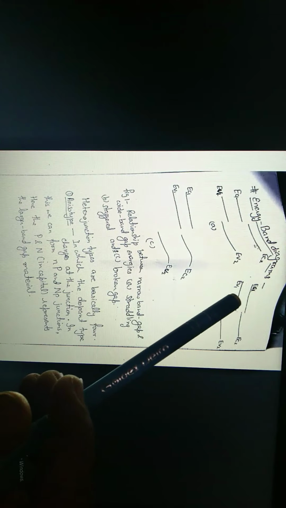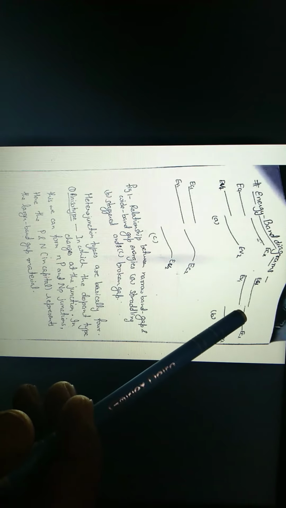The second one is the staggered one, in which the narrow band gap is just near the conduction band. It is not completely crossing or head on with the conduction and the valence band. This is the staggered one. And when the valence band of the narrow and the conduction band of the wide are head on with each other like this, this is the broken band gap, meaning there is very little combination within them.